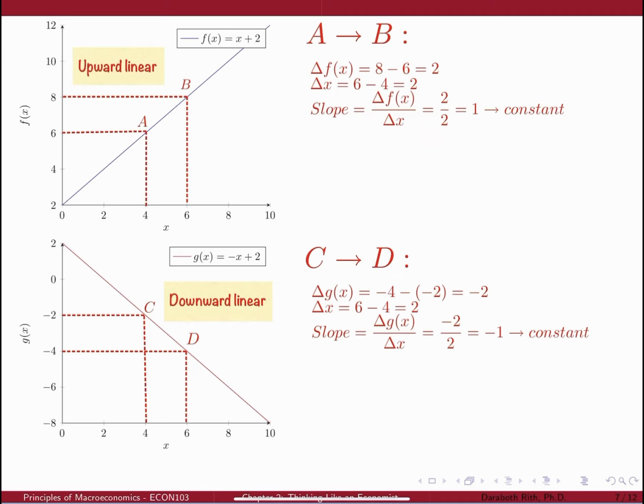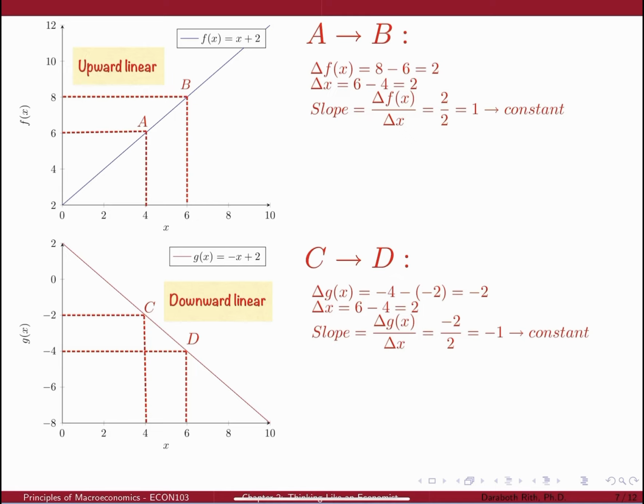Let me remind you that if you keep doing the same process at any point on the g(x) function line, you will get a slope of negative 1. And it is the same for the f(x) function we saw earlier. Now, if you look at the trend of the g(x) function from left to right, you will see that it's going down. So we can say that g(x) is a downward linear function.